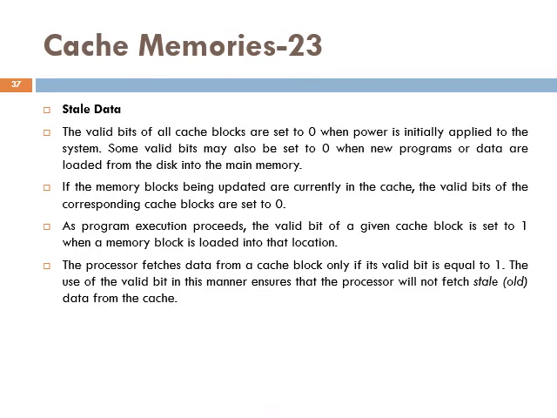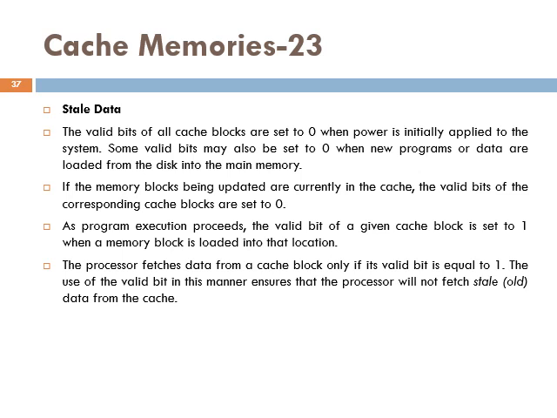Next, let us discuss stale data. When power is first turned on, the cache contains no valid data. A control bit, usually called the valid bit, must be provided for each cache block to indicate whether the data in the block is valid. The valid bits of all cache blocks are set to 0 when power is initially applied to the system.